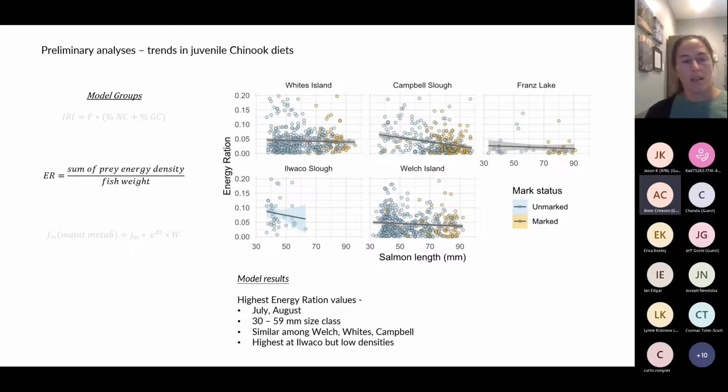Okay. Next is energy ration, which is like energy consumption for the fish. So first I'll just explain this plot. On the x-axis is length, and on the left is energy ration. And energy ration does incorporate fish weight. So you would expect as a fish gets bigger, they have to add more energy to their diet to maintain the same energy consumption. These fish are sorted by marked and unmarked status.